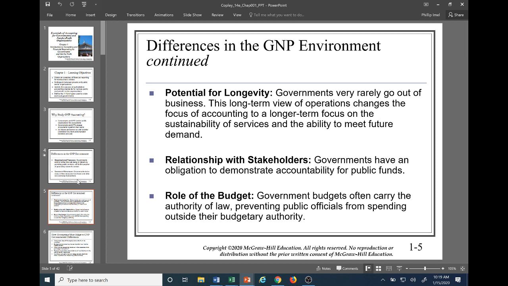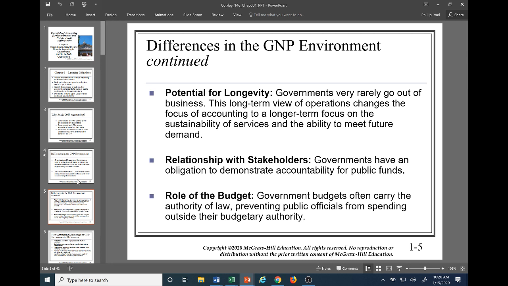The relationship with stakeholders is obviously a little bit different. Governments have an obligation to demonstrate accountability for public funds. We know if you're an investor, you know what the risks are, whatever the rating of the company is when you invest, whether it be bonds, the debt, or equity instruments. We know what the risks are. And then usually the stakeholders make the calls, and the only accountability they have to you on the public side is either a dividend or trying to give you a return on investment, however it might be.